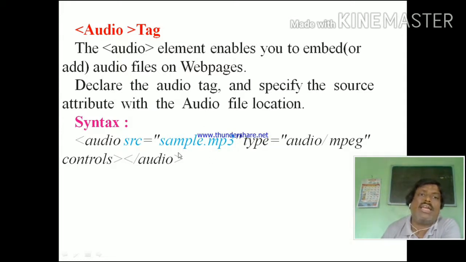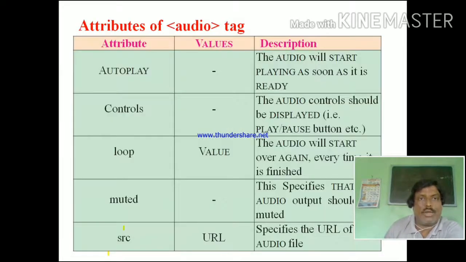Here you can directly provide the name or the path of this URL. If this program is saved in the same location where your music is, then you can directly provide the name. Otherwise, we have to provide the location of that URL. Now, see the attributes of the audio tag. There are certain attributes of the audio tag.